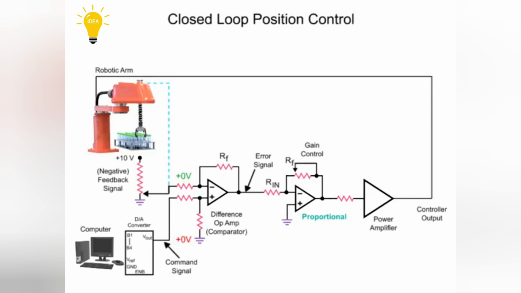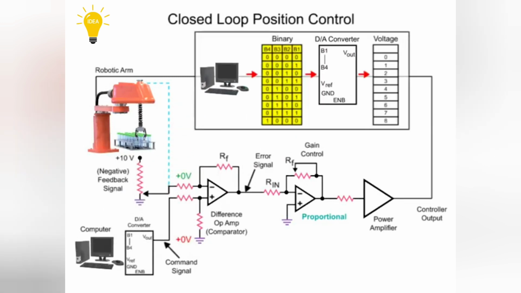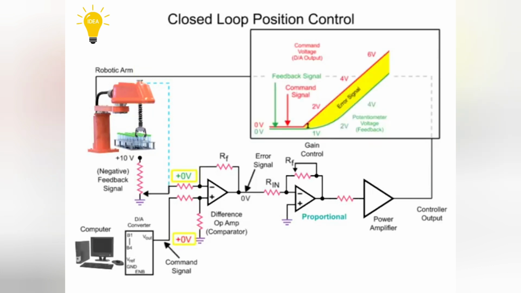To change the arm to another position, a command signal from the computer is required. The command signal from the computer consists of binary numbers that increment until a value is reached that represents the desired position. The binary value is then converted to an analog voltage by the digital to analog converter that indicates the position that the arm is required to move. In this system, there is not an immediate response by the robotic arm to the command signal.